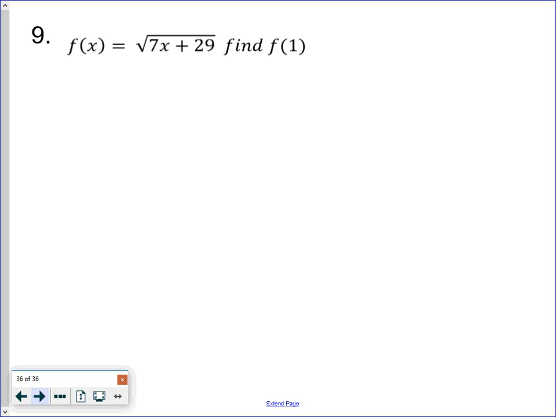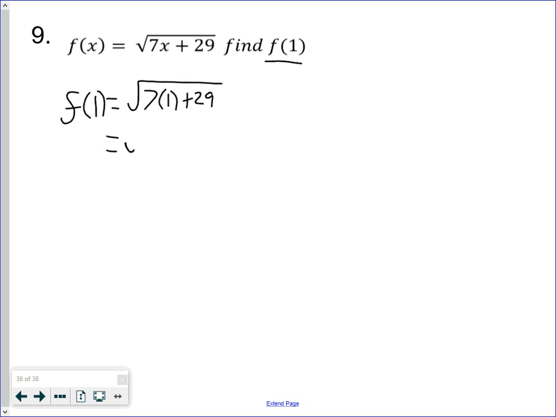Now for number 9, the last problem that we have, f of x equals the square root of 7x plus 29. And we want to know what f of 1 is going to be. So we want to know what our function will be when x equals 1. So f of 1 will equal the square root of 7 times 1 plus 29. Or we can just say 7 plus 29, which is the square root of 36, which is 6. And that's going to be our solution.